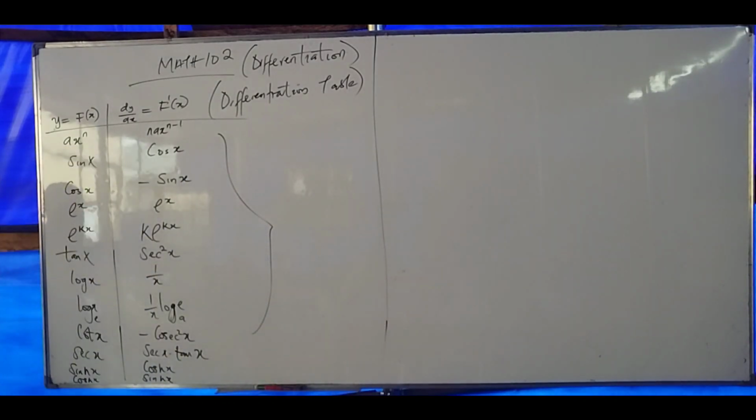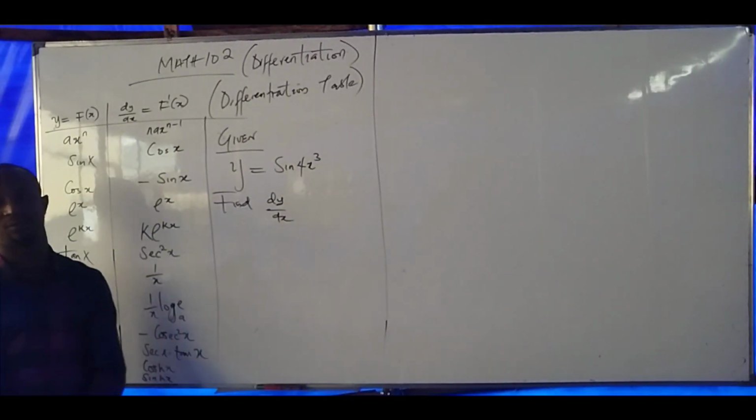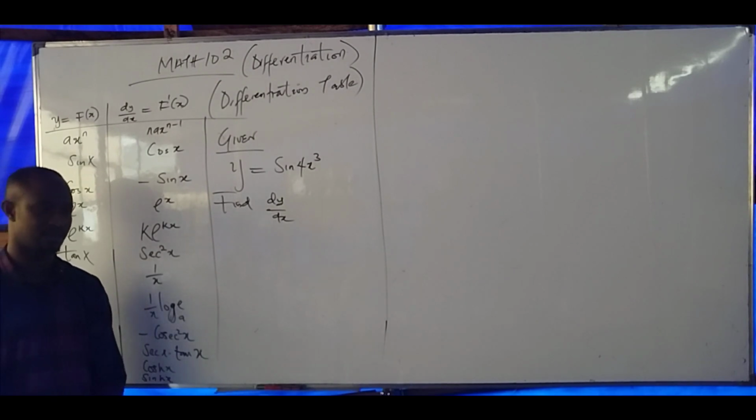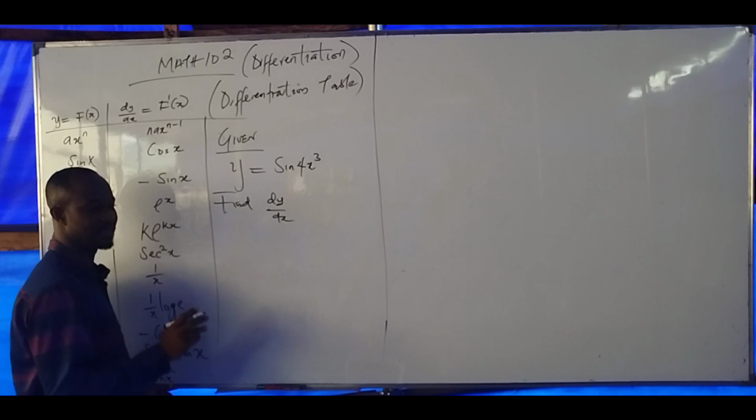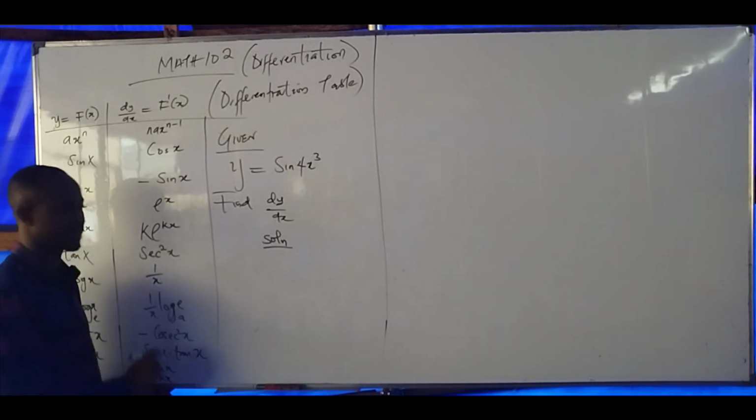Shall we? Okay, example 1. If we are given y equals sine 4x cubed, and we have to find dy/dx, how do we find dy/dx? Look at this. Please pay attention. Stop writing and pay attention. Solution. Don't worry, I won't clean this part. Just pay attention. Are you there?